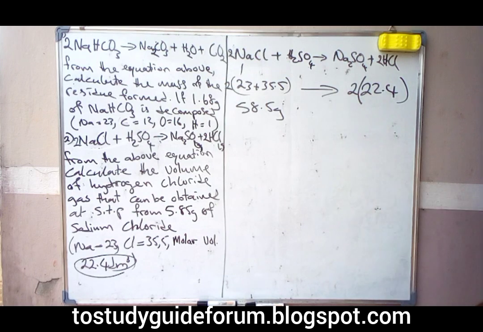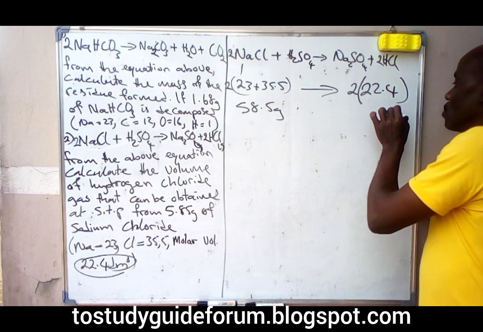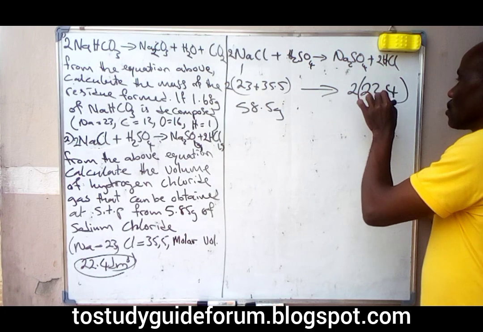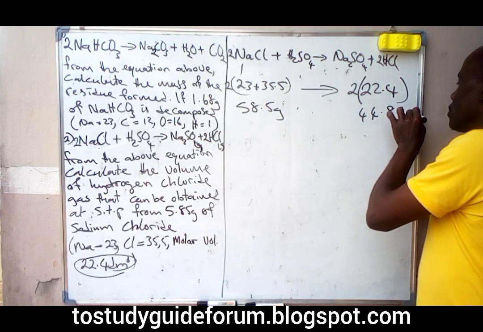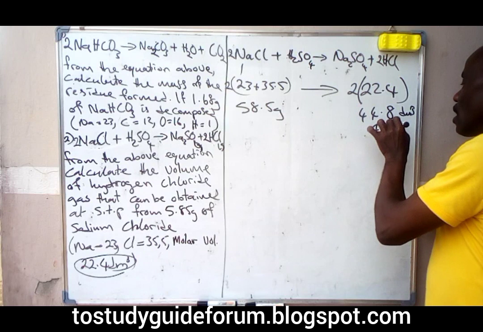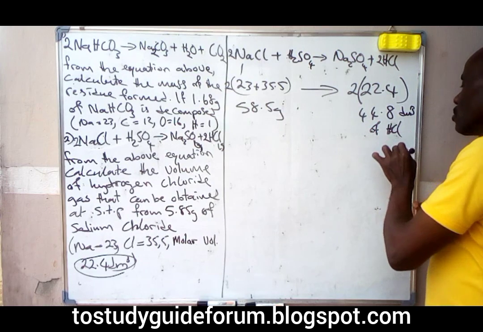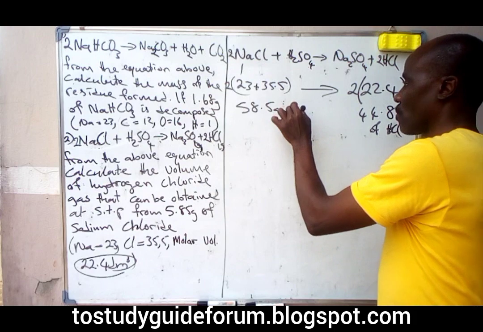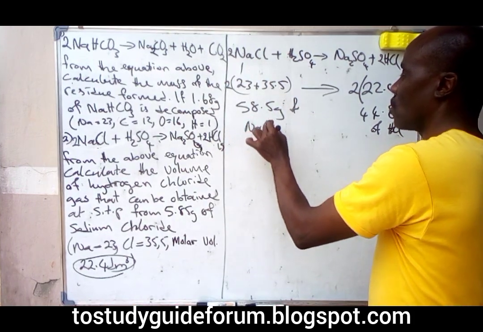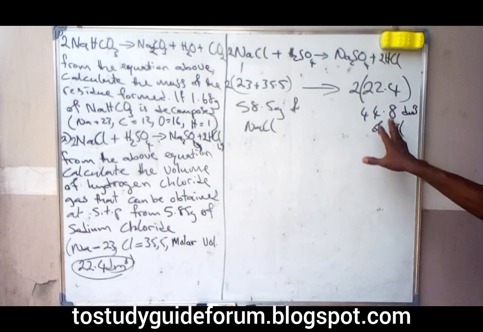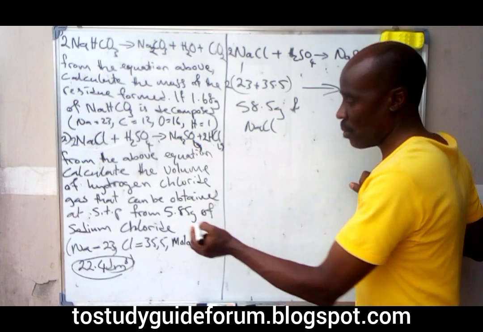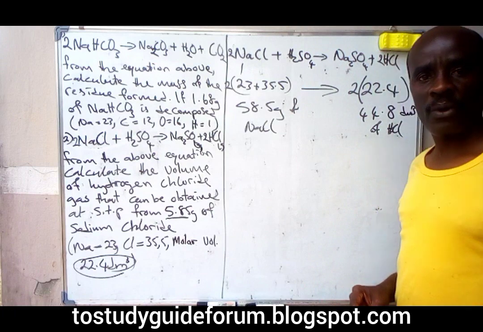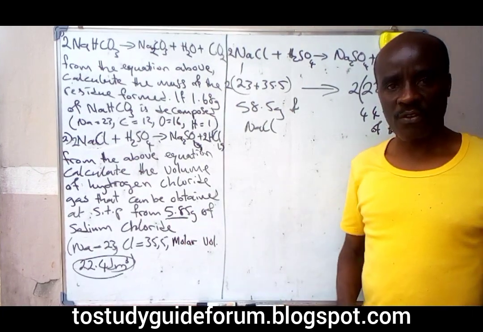So 2 multiplying this, what we have here will look like this. We have an 8, this one will give us 4, this one will give us another 4. That's dm cube of hydrogen chloride gas. This one is the mass of sodium chloride. That will give us 44.8 dm cube of hydrogen chloride gas. Now, in this reaction, we want to know what this one is likely to give us. That's what we want to find out.